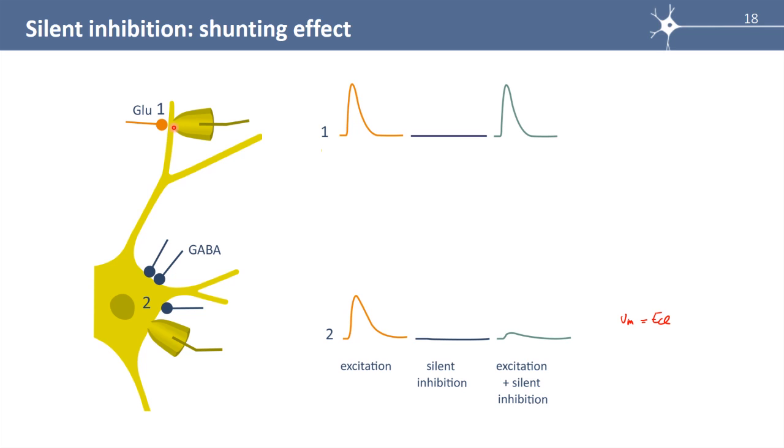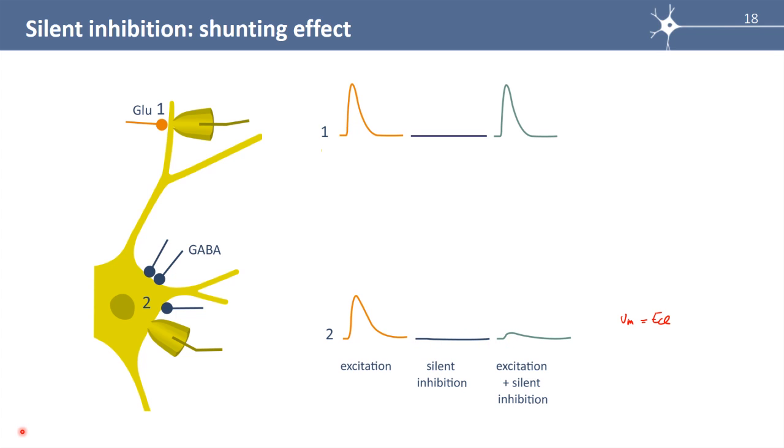Now, suppose that the two types of synapses are active in this way, that when the EPSP arrives at the soma, at that time the GABAergic synapses are active. We will get this recording of an EPSP, a very small EPSP. And you see here, it's not the linear summation of the EPSP plus here the silent inhibition, no IPSP.